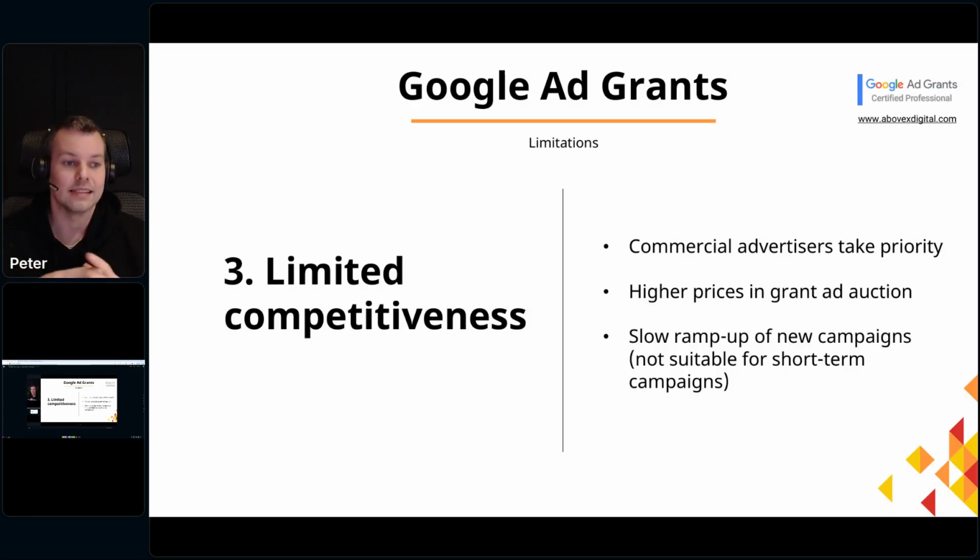And last but not least, the ramp up phase is longer. In a grant account, it might take 2 to 3 months for campaigns to fully ramp up. In a commercial account, if you have high enough bids and high enough budgets, maybe within a day or so the ads get approved. And then within the next few hours, you can get thousands of clicks, which is usually impossible to achieve in grant accounts.